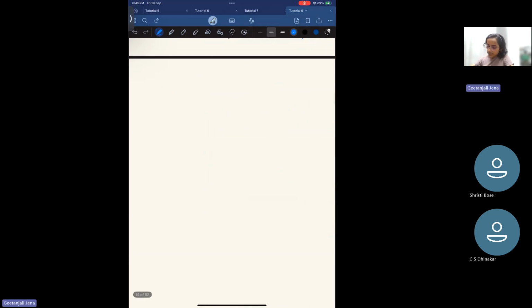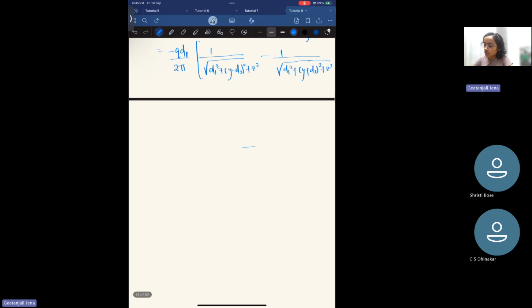For the next plane, which is this one, here y is 0 but x is greater than or equal to 0. So for this, sigma would be minus epsilon naught. The normal derivative is dV by dy at y equal to 0.